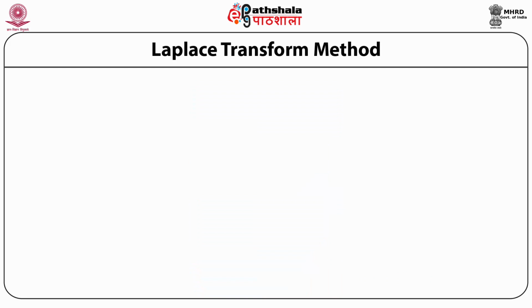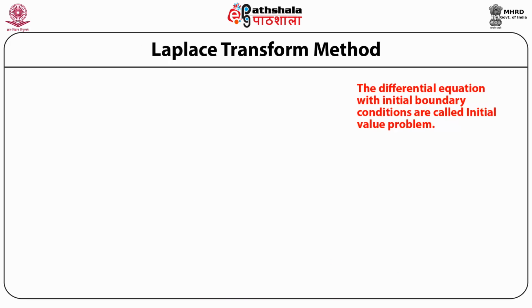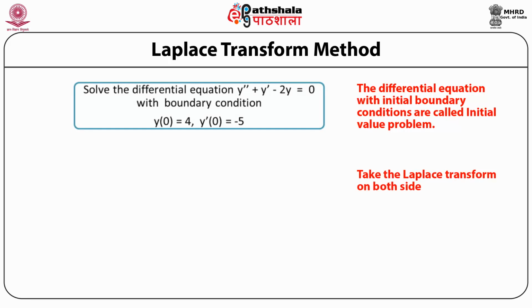Laplace transform method. Let us see how we can do the same differential equation solution using Laplace transform method. The step 1 is we take Laplace on the whole equation. L of y double dash plus L of y dash minus L of 2y is equal to L of 0. L of y double dash can be written as s squared Y of s, capital Y of s, minus s into y of 0 minus y dash of 0.